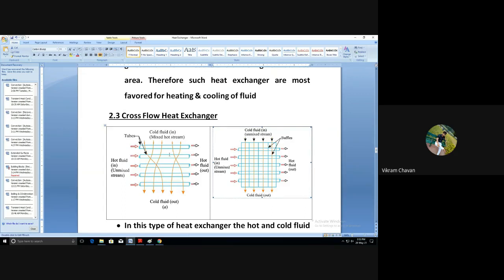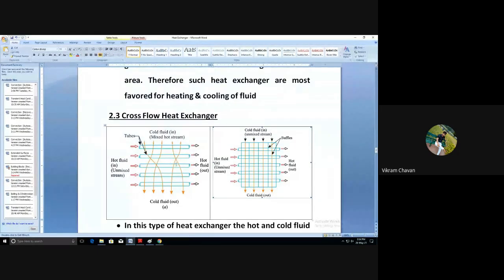In this cross flow type of heat exchanger, the two fluids are at right angles to each other. Two fluids are flowing at a right angle to each other, so this type of heat exchanger is called a cross flow heat exchanger, because the two fluids are flowing perpendicular to each other.